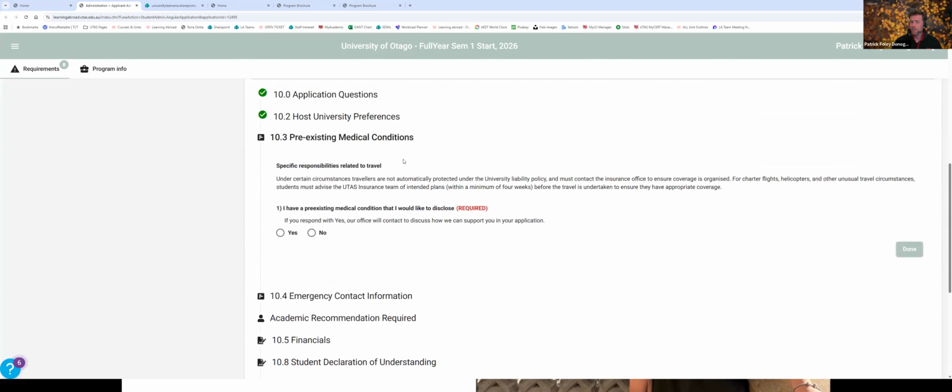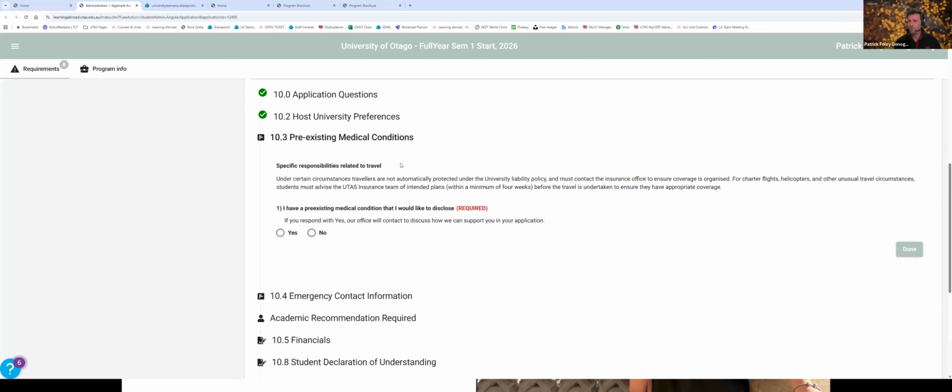Pre-existing medical conditions. Okay, there is no gotcha here. This is just a way in which we can support students who require additional supports in going abroad. I'll give you an example. A few years ago, we had a student apply for an exchange program who was vision impaired. So for me, I was like, oh, there are some risks there to that person traveling internationally, but then also arriving in country at one of our partners.